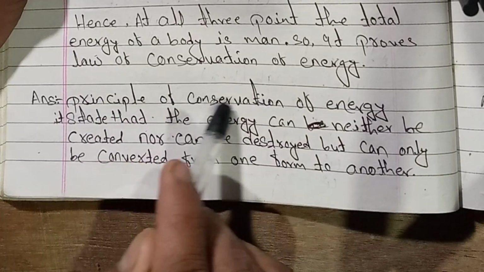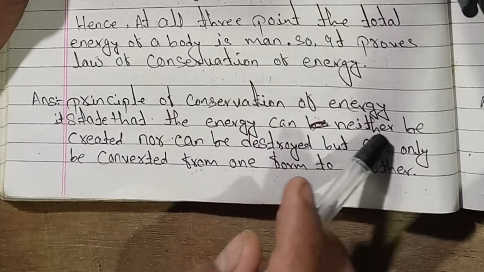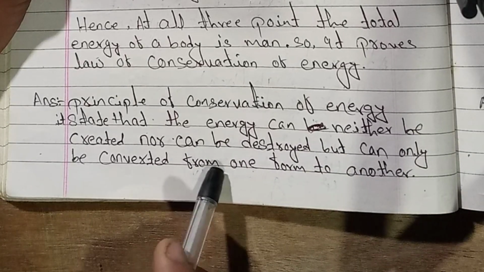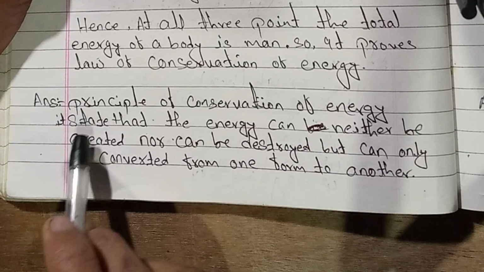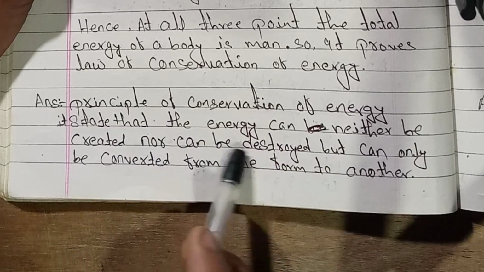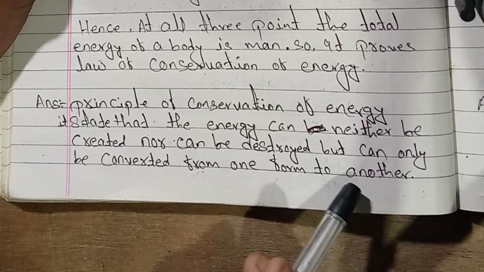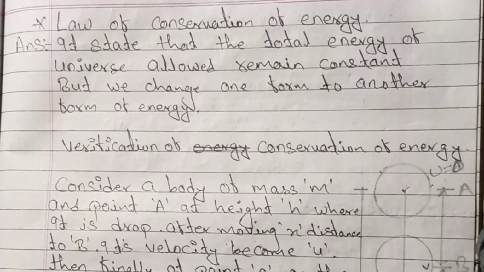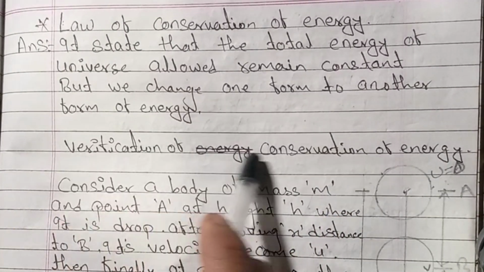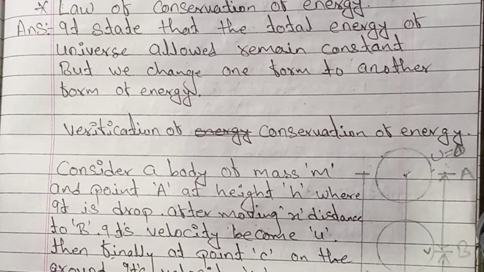Principle of conservation of energy. It states that energy can neither be created nor be destroyed, but can only be converted from one form to another form. Proof of the principle of conservation of energy. This is the figure of conservation of energy.